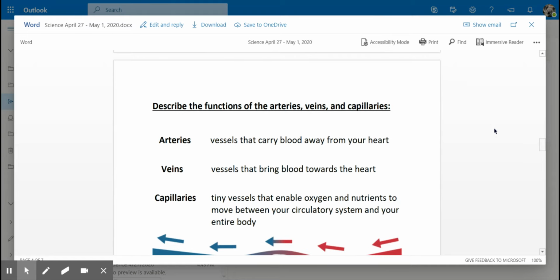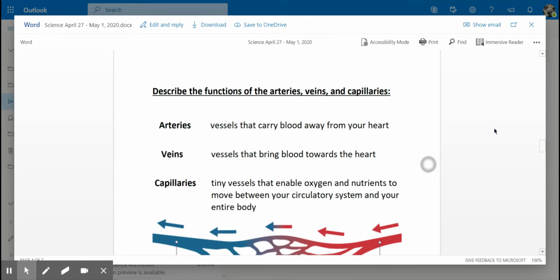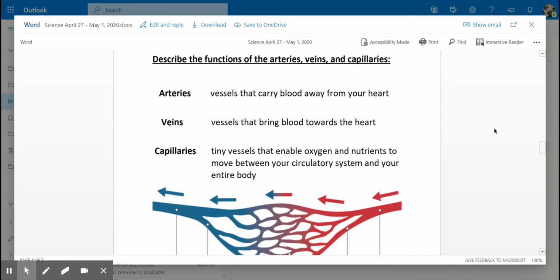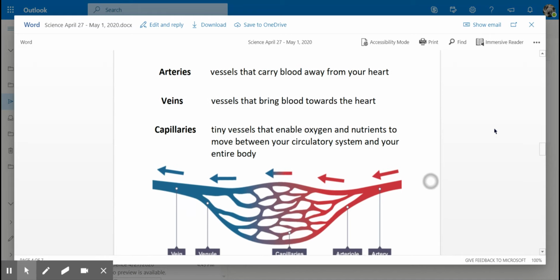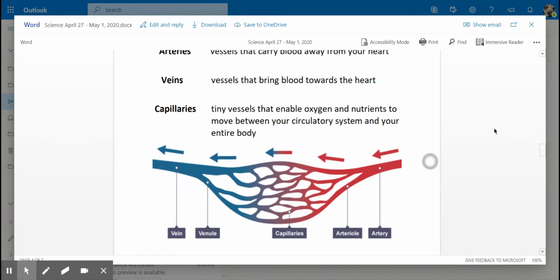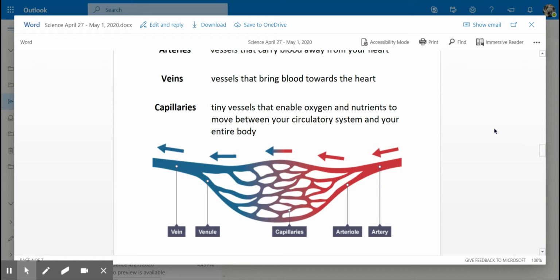We're going to talk about the functions of the arteries, the veins, and the capillaries. We have three. The arteries are the vessels that carry blood away from the heart. The veins are the vessels that bring the blood toward the heart. And the capillaries, they are the tiny vessels that enable oxygen and nutrients to move between your circulatory system and your entire body. The arteries move away. The veins move toward.